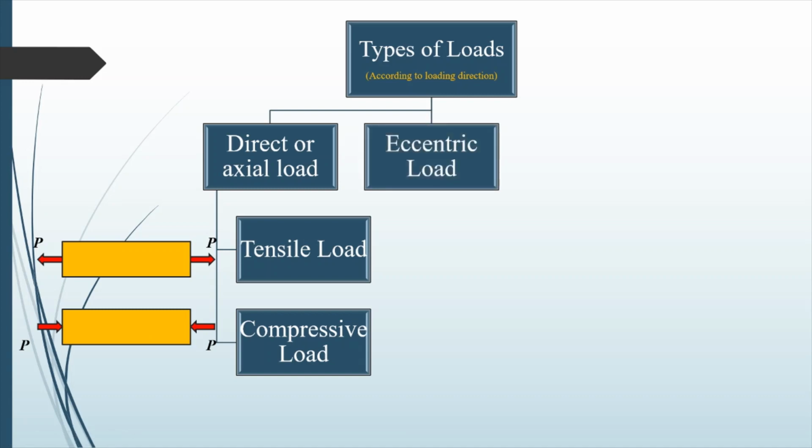Next, eccentric loading. Direct or axial loading is loaded in tensile as well as compressive, where the load acts along the axis of the body. But in the case of eccentric loading, the condition is different. Suppose this dotted line shows the axial direction or axis of that body, but force P is applied at a distance e away from the axis. Such loading is called eccentric loading.